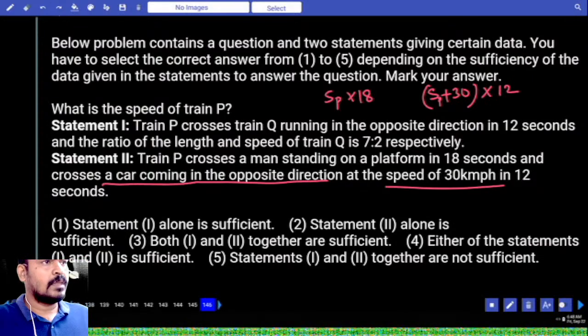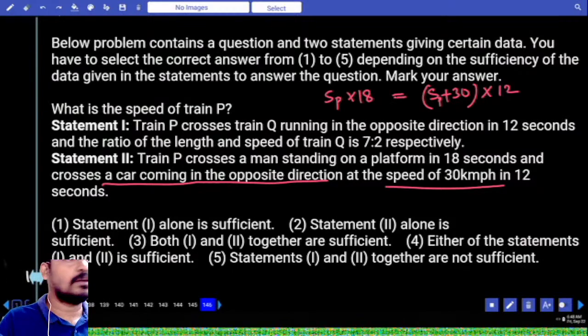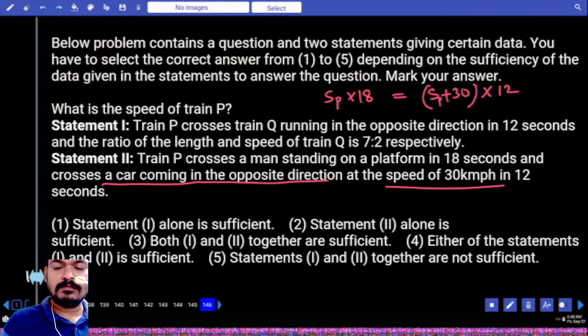12 seconds. When a train passes a car, the total distance is only the train length, or not? Left hand side train length, right hand side also train length. Both are equal or different? Equal. Simplify that one, we get the speed of the train P, or not?